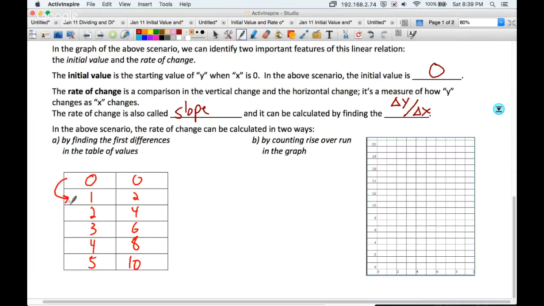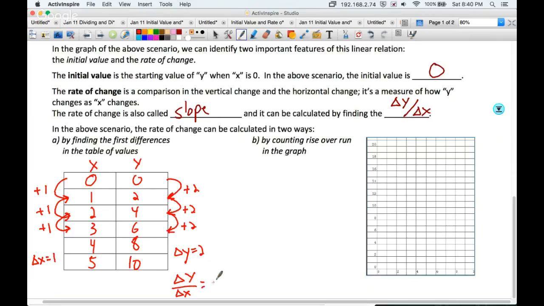So what I do when I'm trying to find the rate of change from a table is I look at what we're incrementing by in the x column and in the y column. Over here, we're bumping up by +1s. +1, +1, +1. That means delta x equals 1. We're increasing, we're changing x by 1 each time. Let's see what's happening to y. It's going up by 2, up by 2, up by 2. That means that delta y is equal to 2. And if we plug that into our formula, delta y over delta x, we'll get 2 over 1, which equals 2. So that's how we find rate of change from a table.